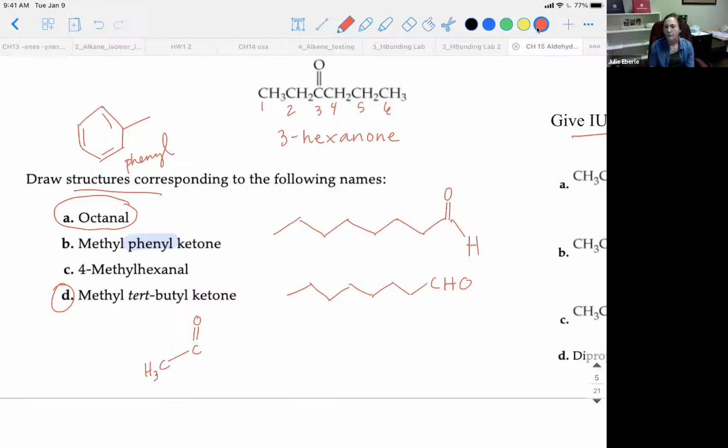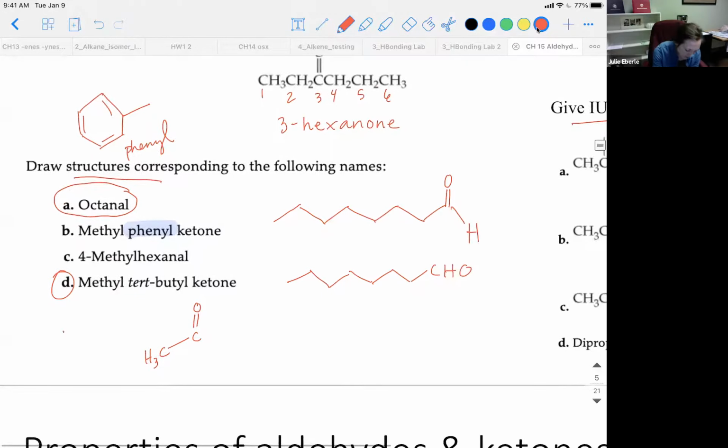Here's my methyl group. Tert-butyl is a group that has 4 carbons, because butyl indicates 4 carbons. It looks like this, and you're branched through the middle carbon. So it is attached to the rest of the molecule through this middle carbon, with CH3 groups all around it. And you could also draw the line structure, which would look like this.